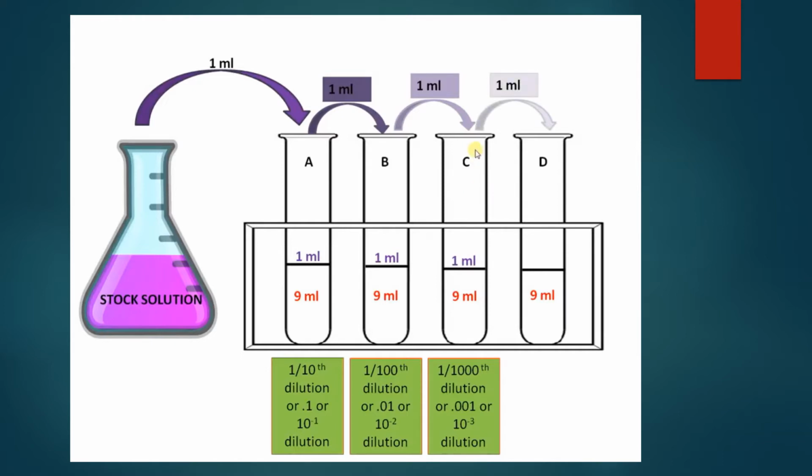Mix well and transfer 1 ml from test tube C to test tube D and we'll get 1/10,000 dilution or 10 raised to minus 4 dilution. So in each step we have diluted the stock solution 10 times, making it 1/10,000 at the end.